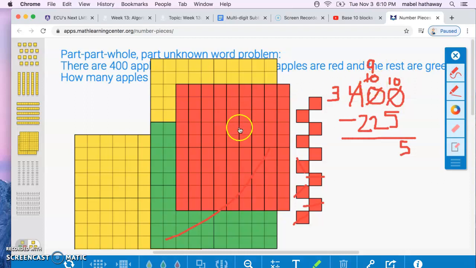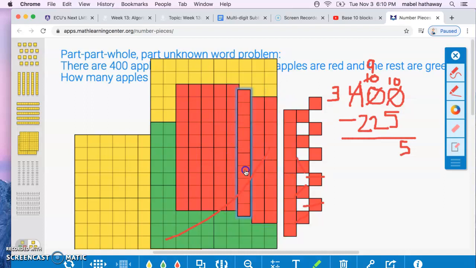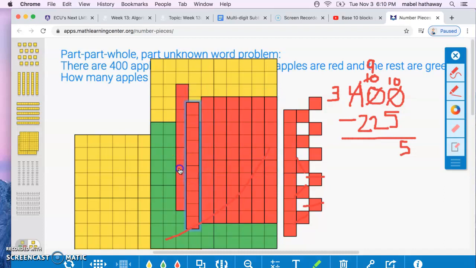We've already busted a hundreds frame into 10 tens. We now have 1, 2, 3, 4, 5, 6, 7, 8, 9 tens frames. 9 minus 2 leaves us with 7. We can go ahead and cross out 2 of these tens frames. That leaves us with 7.